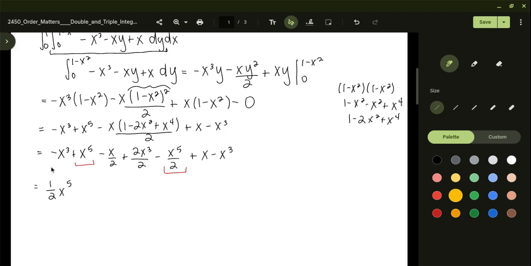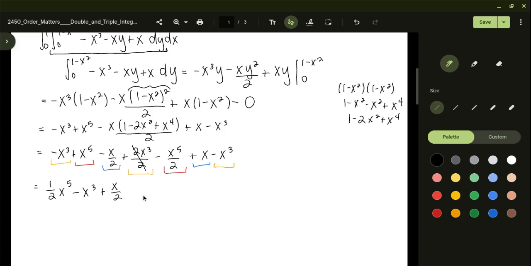And then we also have a negative x³, a positive 2x³ over 2, which 2 over 2 just becomes 1. And then we have this negative x³ here. And so combining all those, a negative x³ plus x³ just becomes 0. And then we still have a minus x³. And then lastly, we have a negative x over 2 term and a positive x term. And so here, adding the coefficients, we get 1 minus 1/2 is a positive x over 2.